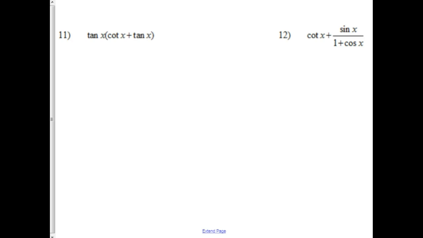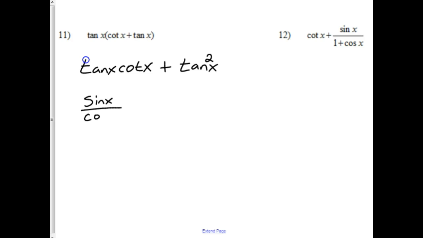Number 11. Go ahead and distribute out your tan. This is the distribute problem again. Very straightforward. So tan x times cotan x plus tan x times tan x, which would be tan squared x. Let's see. I want to put everything in terms of sine and cosine, so I can put everything together. So that would give me sine x over cosine x times cosine x over sine x plus, well, let's leave this tangent squared x alone just for a minute, and you're going to understand why in just a second.